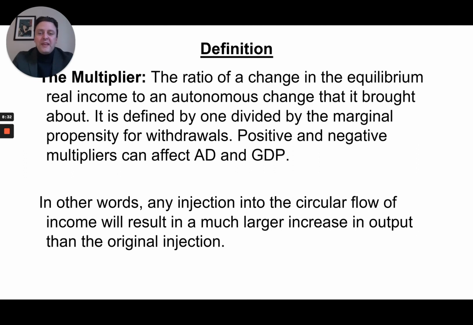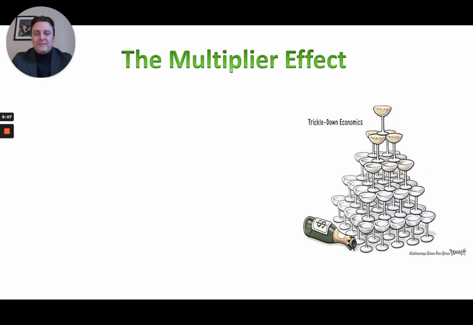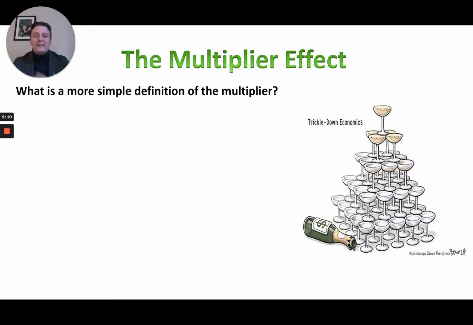So, the definition of the multiplier. The multiplier is the ratio of a change in the equilibrium real income to an autonomous change that is brought about. It is defined by 1 divided by the marginal propensity for withdrawals. There can be positive and negative multipliers that can affect aggregate demand and GDP. In other words, any injection into the circular flow of income will result in a much larger increase in output than the original injection. So we'll maybe break this down and make it a little bit more simple.